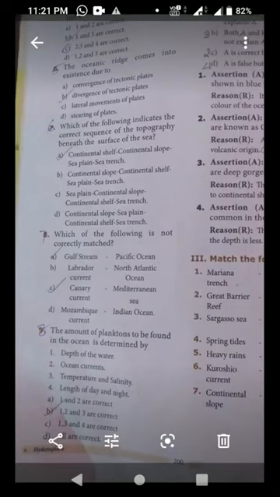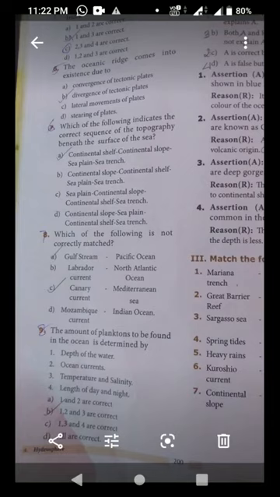Next question, fifth question. The oceanic ridge comes into existence due to dash. Option B, divergence of tectonic plates, okay? Next, sixth one, which of the following indicates the correct sequence of topography beneath the surface of the sea? That is option A, continental shelf, continental slope, sea plain, sea trench. Seventh question, which of the following is not correctly matched? Option A and option C are not correctly matched: Gulf Stream, Pacific Ocean; Canary Current, Mediterranean Sea.